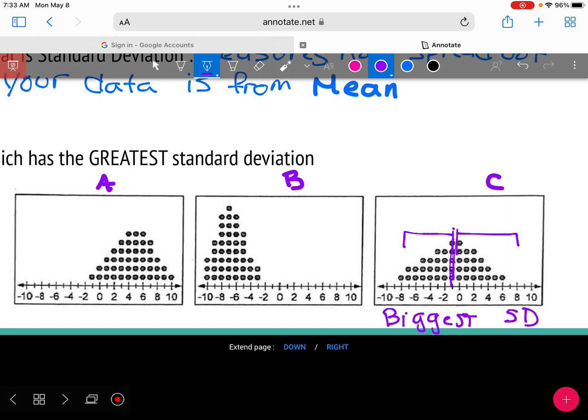Which one has the smallest standard deviation? B. Because if our mean is somewhere in the middle, everybody's real close together. That's all it is, how far apart they are. So A has kind of the middleest standard deviation. We're not going to find a number. We are not going to find a value.